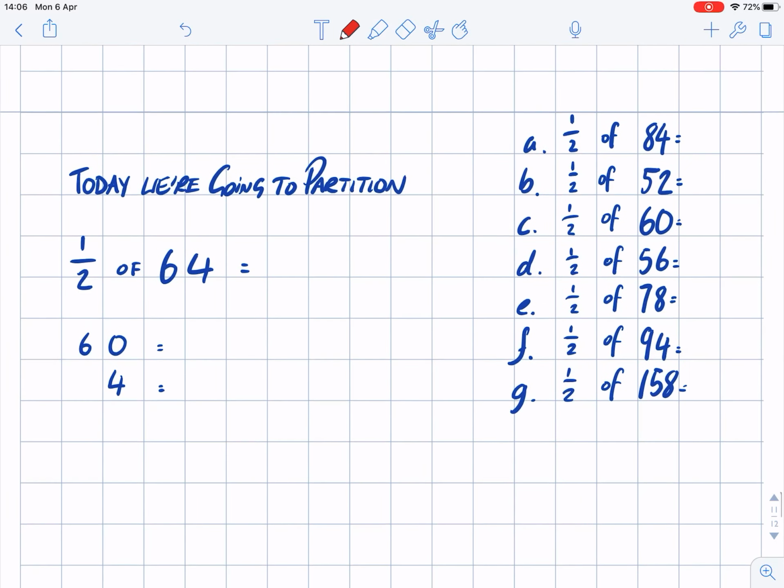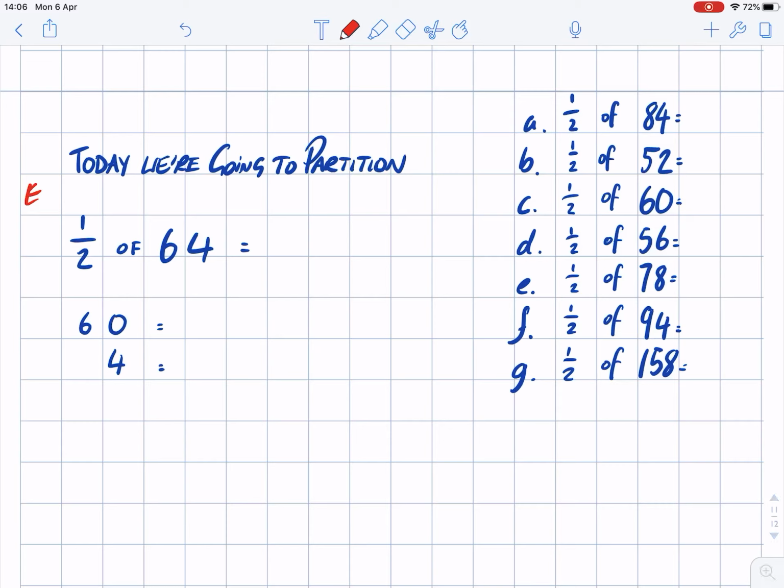So you can see here, I've given one more example, half of 64. Again, underneath I've partitioned into tens and units. What's half of 60? It's 30. What's half of 4? It's 2. And if I add those together, I get 32. So half of 64 is 32. The first ones we're doing are all halves. So partition the number into its tens and its units, and then whatever half of the tens is and half of the units is, add them together. So pause now and press play when you're ready to go through the answers.